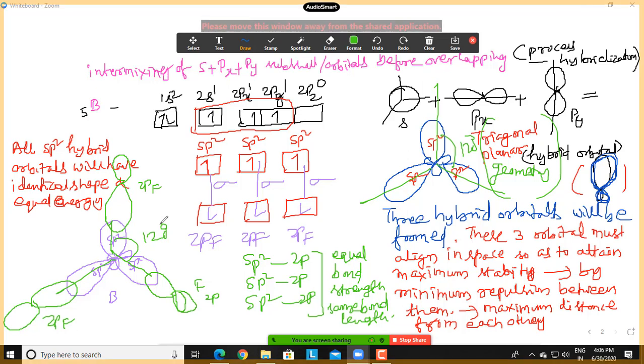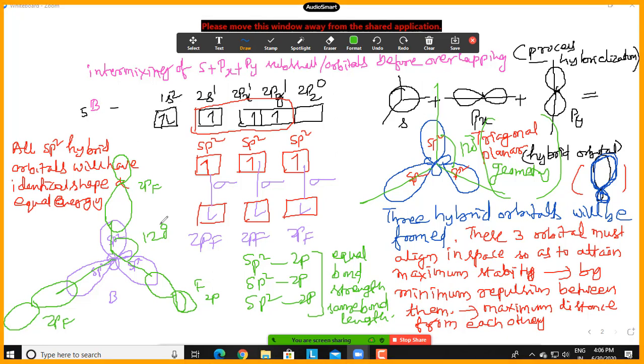Is that clear? Have you written? Yes, sir. Tell me. Can you please explain from this part that hybrid orbitals will have identical shape and equal energy?